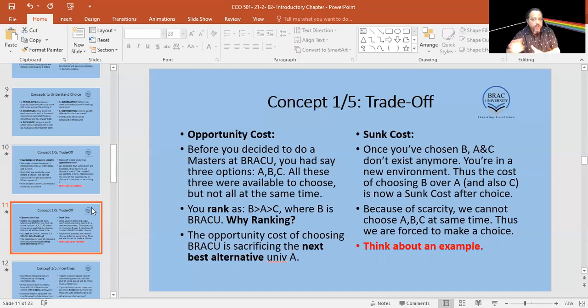Why? Let's go back to the time concept. Even if you have the capacity to choose any one of the three, you cannot choose A, B, C at the same time, because you cannot be at three places at the same time if the classes happen at the same time. So you have to choose only one. When we choose, we psychologically or based on some quantifiable evidence, we rank the options.